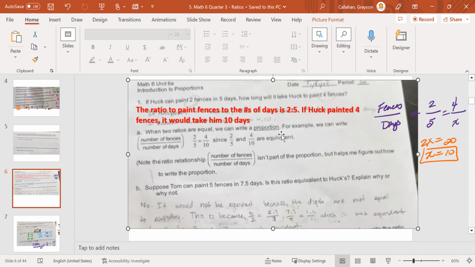A. When 2 ratios are equivalent, we can write a proportion. Okay? For example, 2 over 5, which is the number of fences over the number of days, equals 4 over 10, since 2 over 5 and 4 over 10 are equivalent. So your teacher wants you to write it like this. Do you see that?